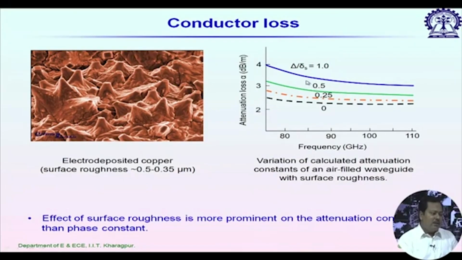If I increase delta, let us say 0.25 to 1, so this is capital delta by small delta s, it represents the surface roughness with respect to the skin depth at the midband frequency. We see that alpha c is increasing, and at the lower end it can be as high as 2 times the original value. So the conclusion is that surface roughness changes alpha c. In gamma we have two quantities, alpha and beta. The effect of surface roughness on alpha is more prominent compared to beta.